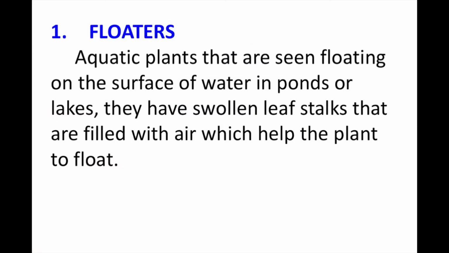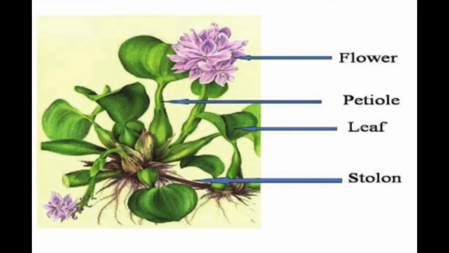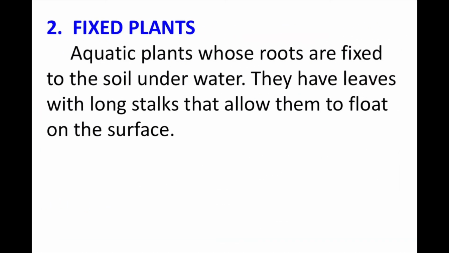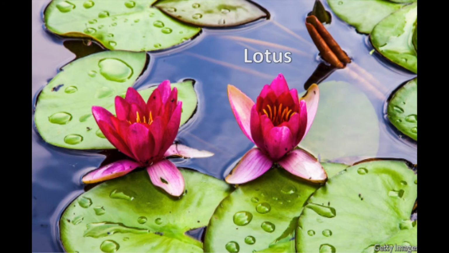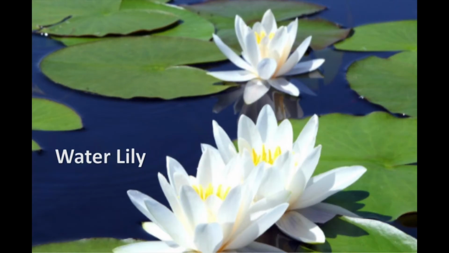Floaters are aquatic plants that are seen floating on the surface of water in ponds or lakes. They have swollen leaf stalks that are filled with air, which help the plant to float. Fixed plants are aquatic plants whose roots are fixed to the soil underwater. They have leaves with long stalks that allow them to float on the surface.